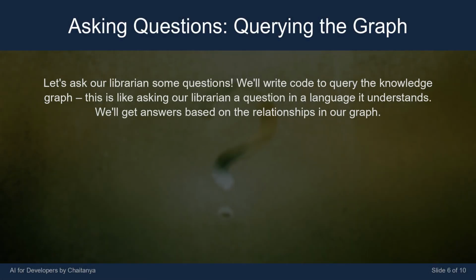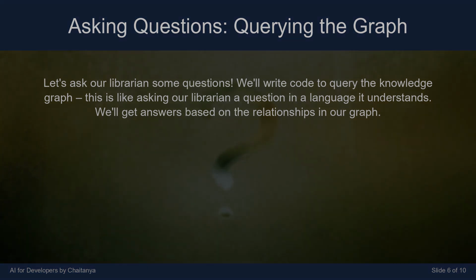Let's ask our librarian some questions. We'll write code to query the knowledge graph. This is like asking our librarian a question in a language it understands. We'll get answers based on the relationships in our graph.